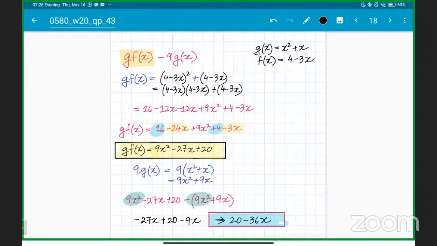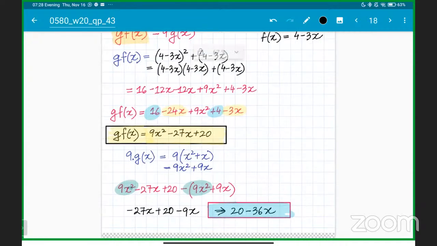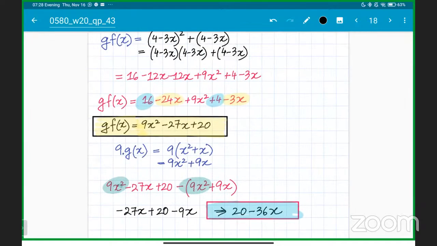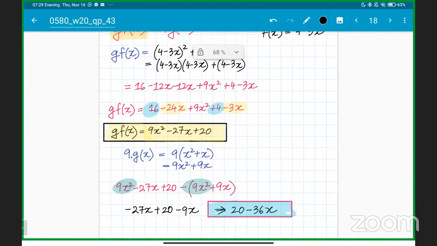is 9g(x). So you have to multiply the g(x) function, that is x squared plus x, with 9. So what will you get? 9x squared plus 9x. Got it? You just have to multiply the g(x) function times 9. Understood? And then we are subtracting.